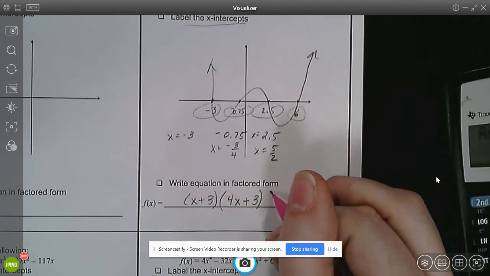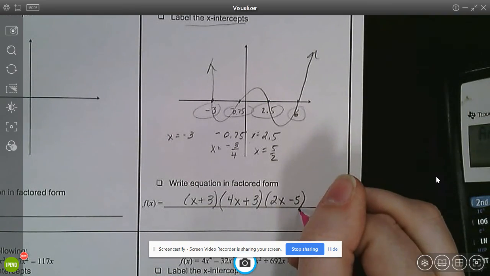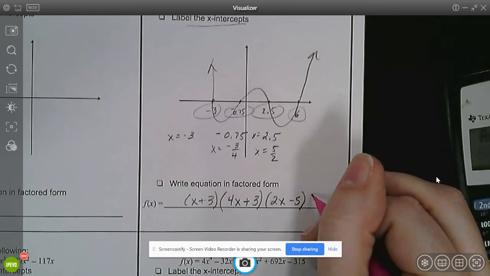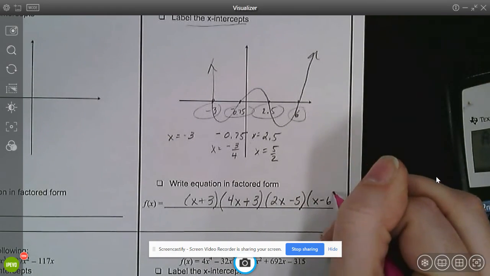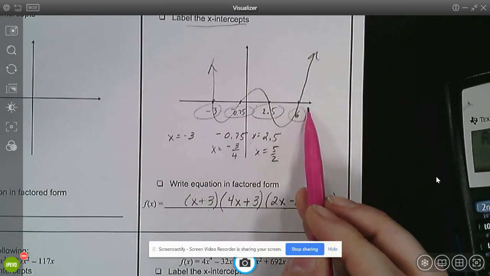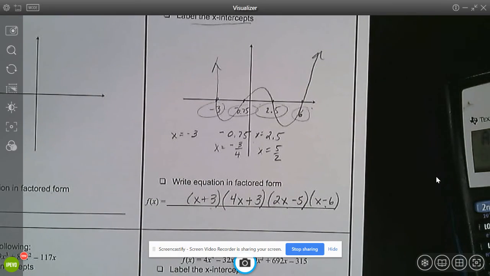So again, I'm going to take that denominator and write it in front of the x, and then switch the sign on the numerator and write it second. And then my last one here is 6. So my factor is x minus 6. And then again, just want to make sure I've got 4 of them. Okay, I've got 4. And there's no double roots here, so I don't need to square anything. And that would be my equation.